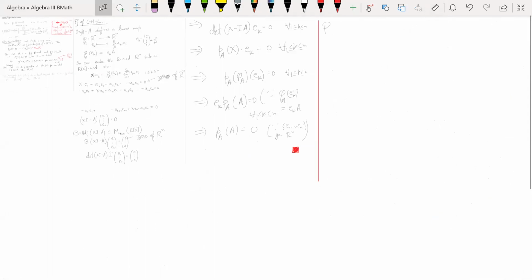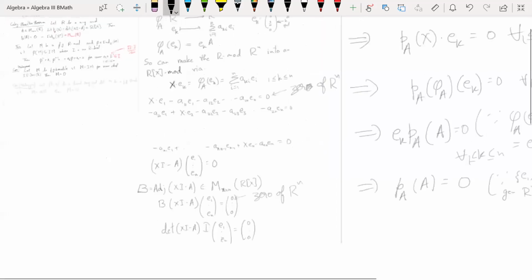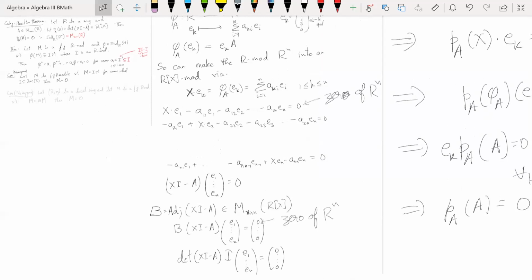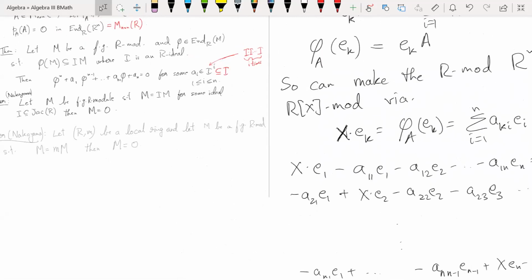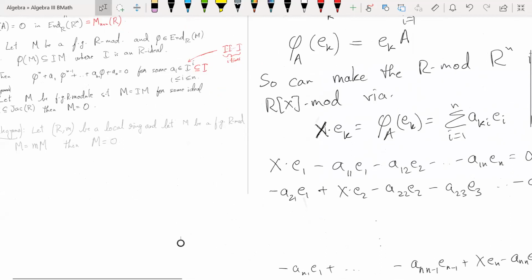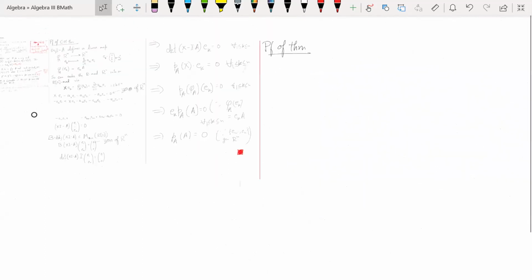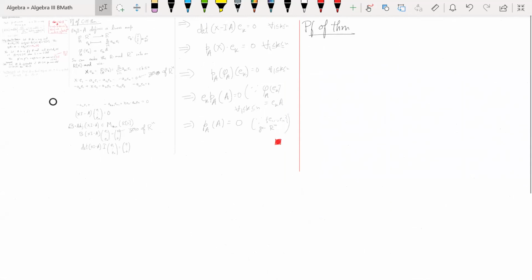Proof of theorem. So the theorem which is written here says that M is a finitely generated module such that phi(M) is contained in I M, then phi satisfies this equation, where the coefficients a_i belong to I^i. So it's essentially the same proof. We just have to modify it a little bit.